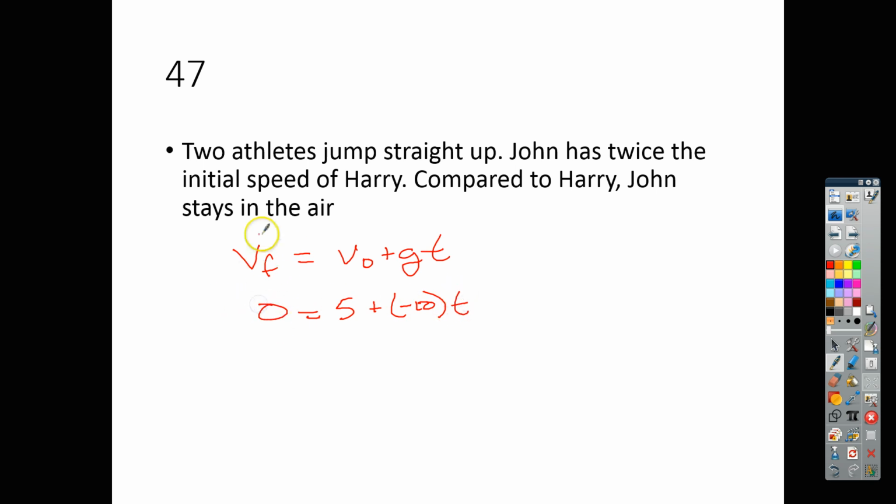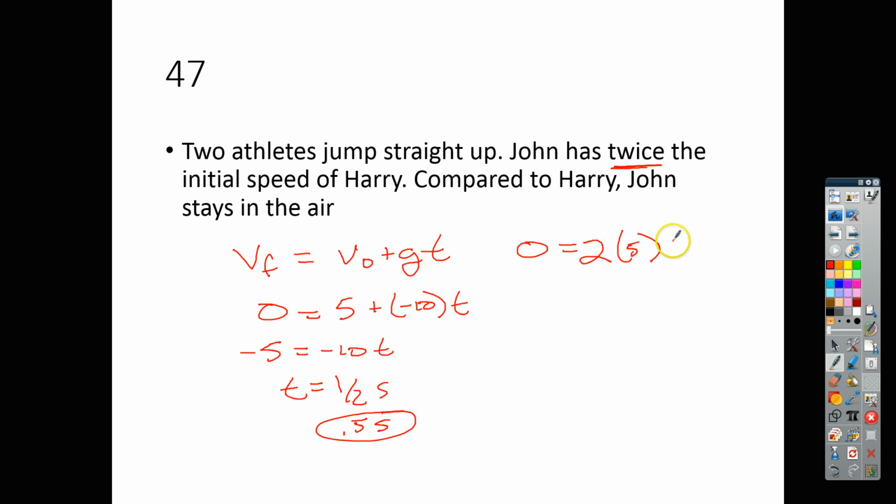At the very top, remember your final velocity is 0, so now we can move the 5 to the other side. That makes it negative 5 equals negative 10 times t, and our time then is equal to 1/2 of a second, which is 0.5 seconds. For the other person, the final velocity, again, is 0. The original velocity is twice. So John has twice the initial velocity. So we're going to put 2 times 5 plus, and this is still negative 10 times t, and we want to find the time.